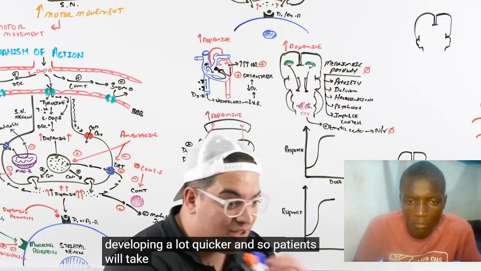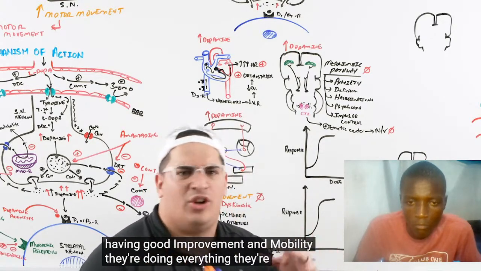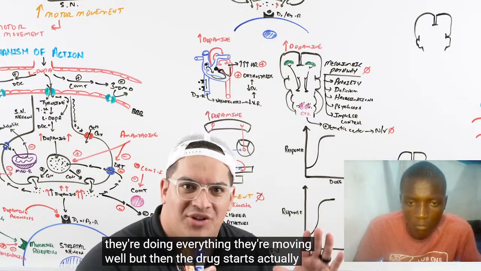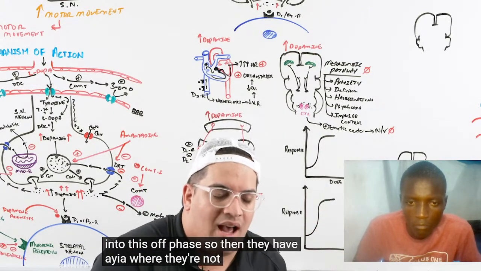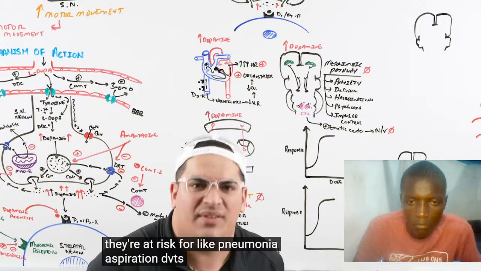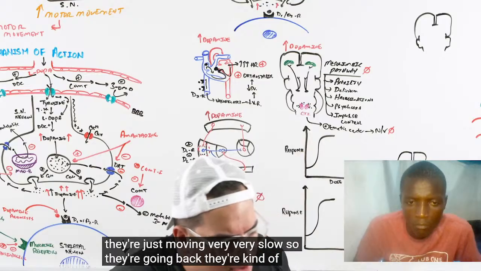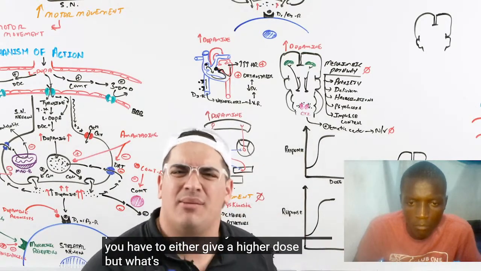And so patients will take the drug, they'll have this period where they're on, right? So they're having good improvement in mobility, they're doing everything, they're moving well, but then the drug starts wearing off very quickly and they go into this off phase. So then they have akinesia, where they're not moving at all, and they're at risk for pneumonia, aspiration, DVTs, all that stuff. Or they're just moving very, very slow. So they're kind of resulting back in their Parkinson's phase. And so what do you have to do? Then you have to either give a higher dose. But what's the problem with that?